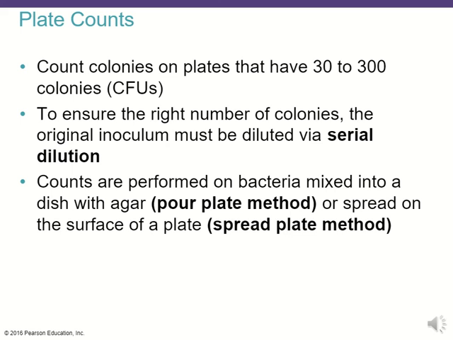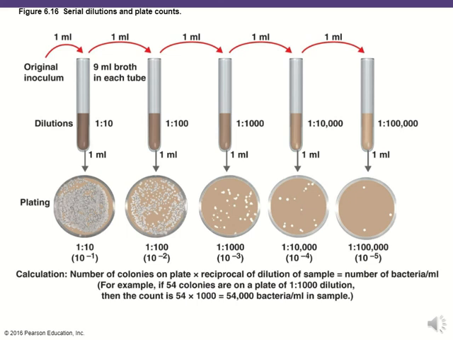And then counts are performed on bacteria mixed into a dish with agar, which is the pour plate method, or spread on the surface of the plate, which is the spread plate method. Serial dilution is just simply taking one original solution of a bacteria, taking a little of that first solution, putting it into a new tube, and diluting the volume, then putting a little bit of that second solution into a third vial, and then diluting the volume, and slowly decreasing the concentration of that microbe.